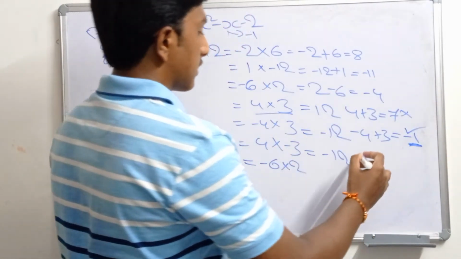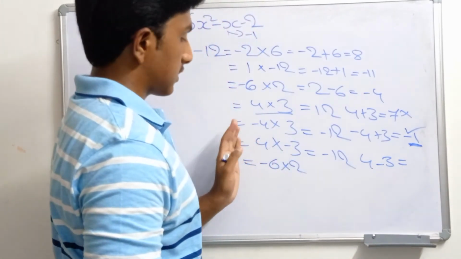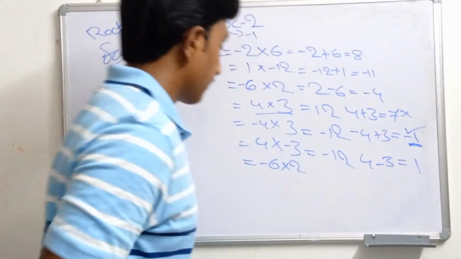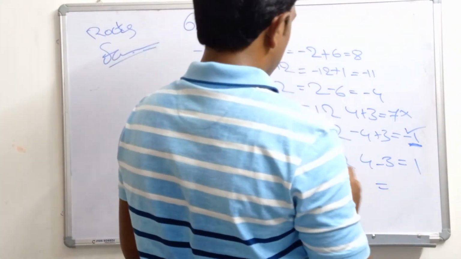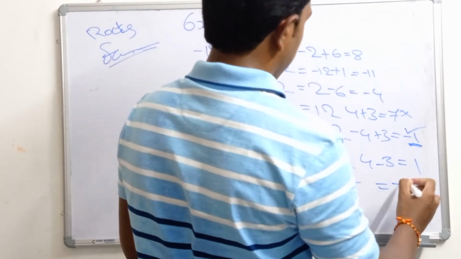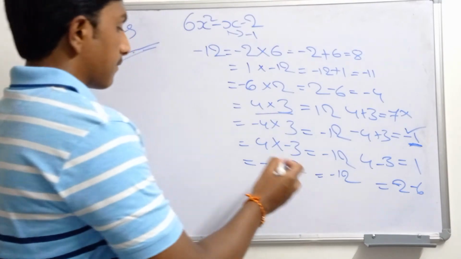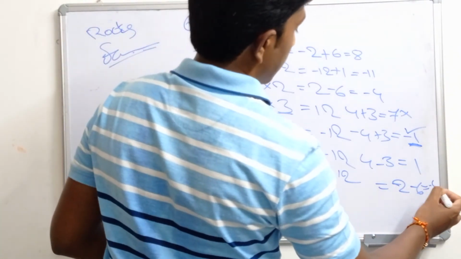4 into minus 3, that means 4 plus into minus 3, 4 minus 3 is equal to 1. 6 into minus 6 into 2 is equal to minus 12, only the same. 2 minus 6. When you add these numbers, 2 minus 6 is equal to minus 4.